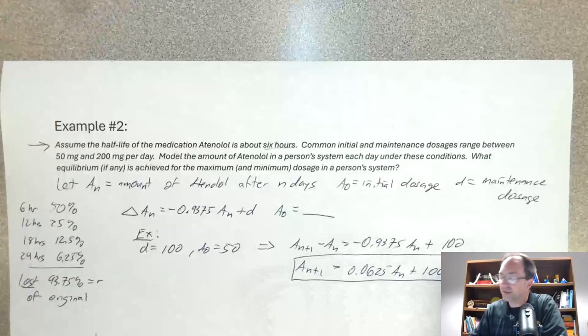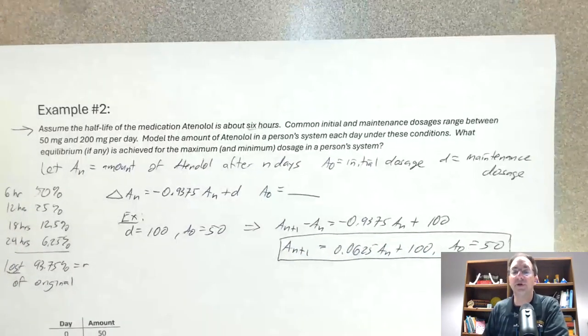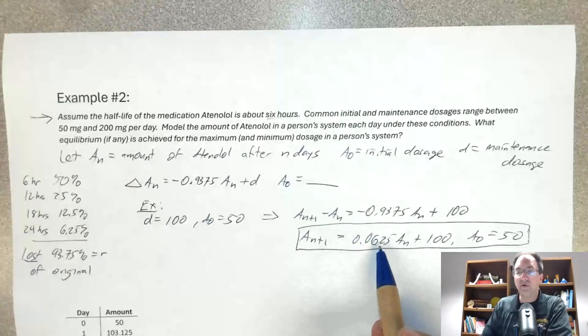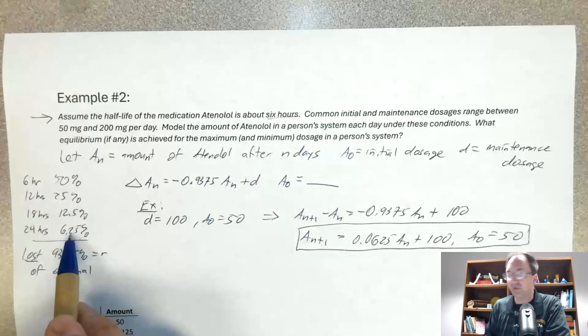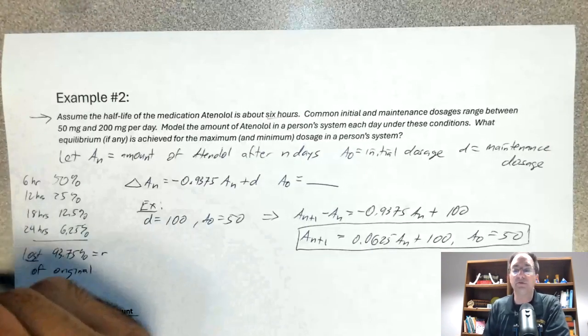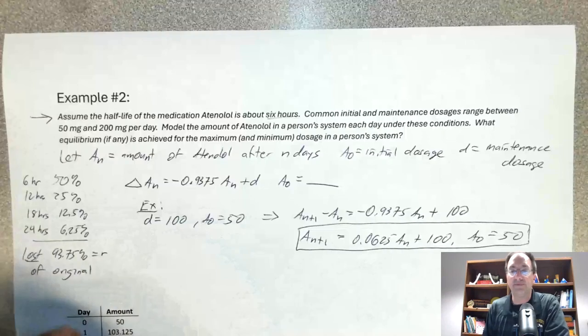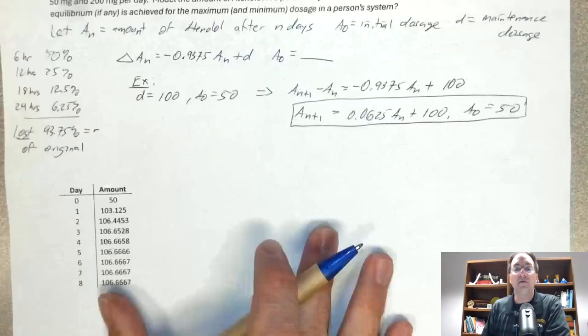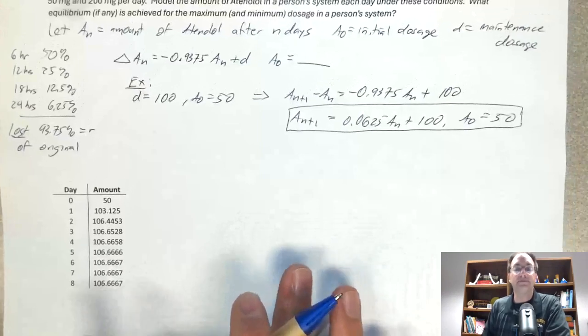And so here's our model for this situation. The nice thing here is that we're seeing that we are retaining 6.25% of what we started with. So that matches with what we expected. And of course, we have our initial value. And if we put this in a spreadsheet or a calculator, this is the results we get.